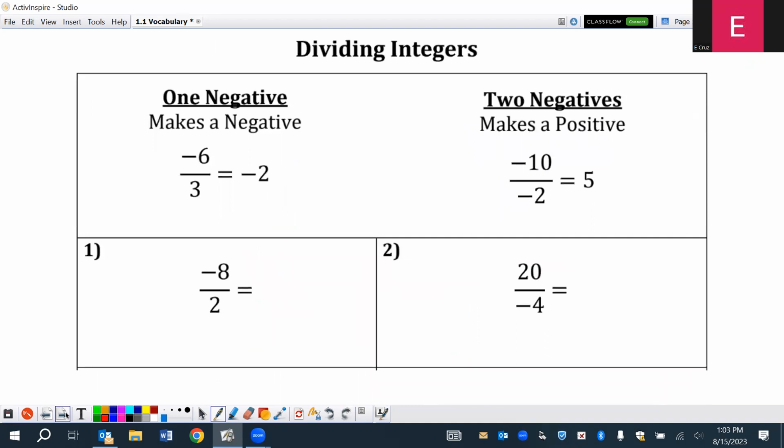Right, last thing is dividing, which is pretty much the same thing. 1 negative still makes a negative, 2 negatives still make a positive, but now we're dividing. So division, you'll see it as a fraction. That symbol of fraction means division. So we're going to do examples 1 and 2 together. -8 divided by 2, that's 4. And this 1 negative makes a negative. Number 2, 20 divided by -4. 20 divided by 4 is 5. And again, 1 negative makes a negative. So it has to be -5.